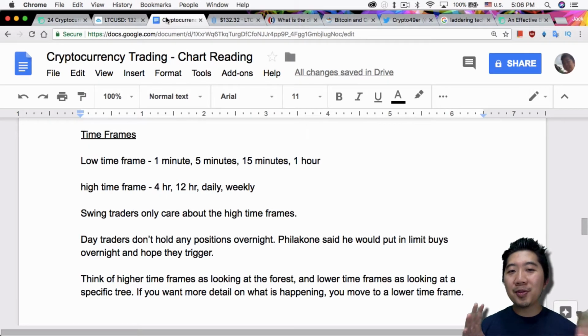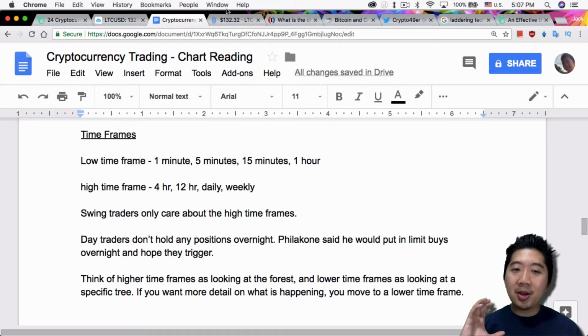So time frames are a relatively simple idea. It's just that when I was reading it, I couldn't put two and two together to understand what it is talking about in terms of low time frame versus high time frames. As I listed here, the low time frames are 1 minute, 5 minutes, 15 minutes, and up to an hour. And the higher time frames are 4 hour, the 12 hour, the daily, and even the weekly, which you sometimes see people use. I mean, even Philicon sometimes uses the weekly time frames.